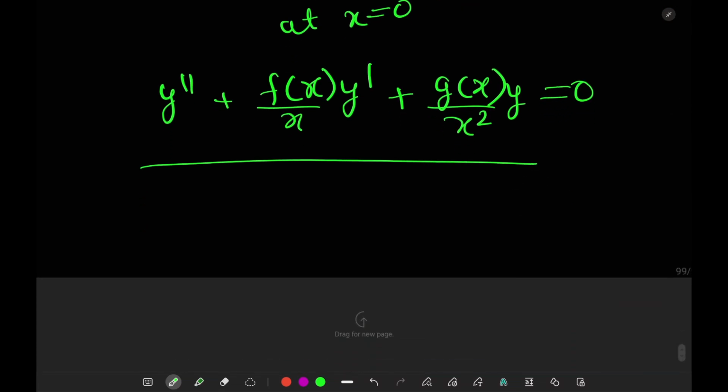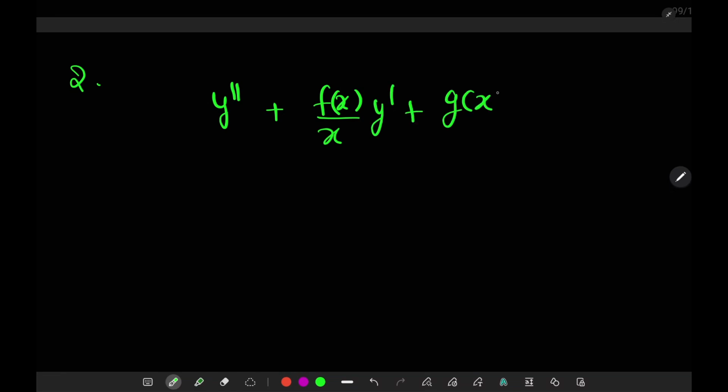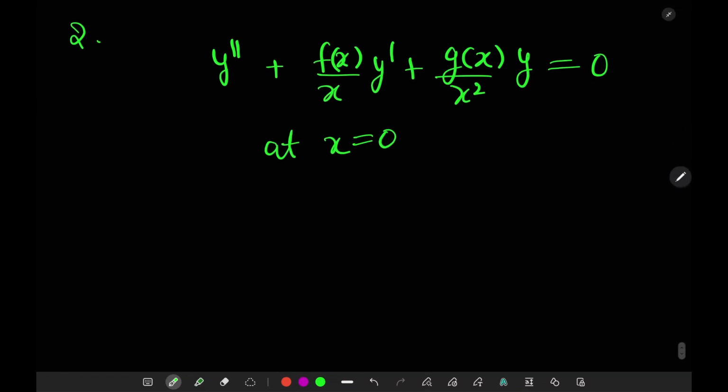Now Theorem 2. If y double dash plus f(x) divided by x y dash plus g(x) divided by x square into y is equal to 0, this type of equation, with f and g analytic at x equal to 0, has at least one solution in the form of this.